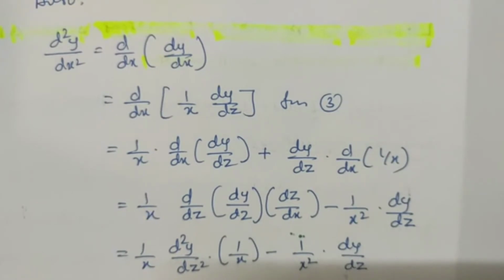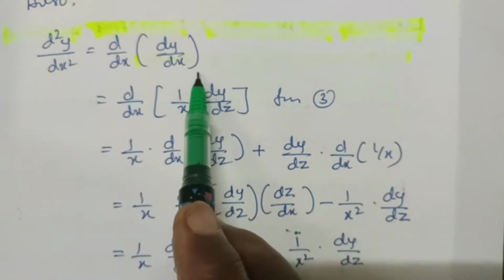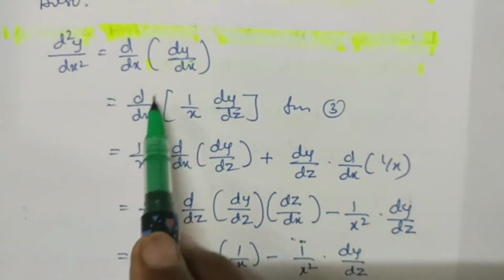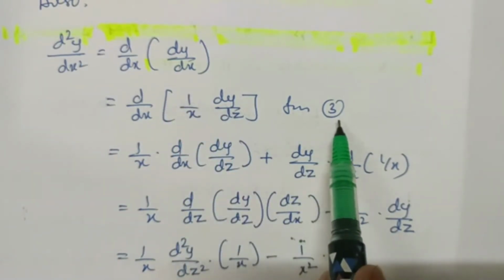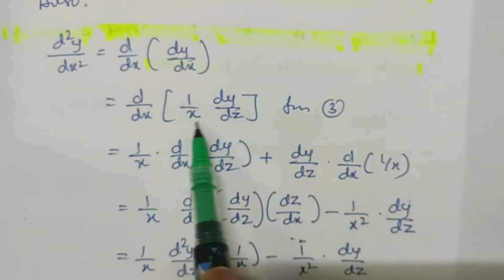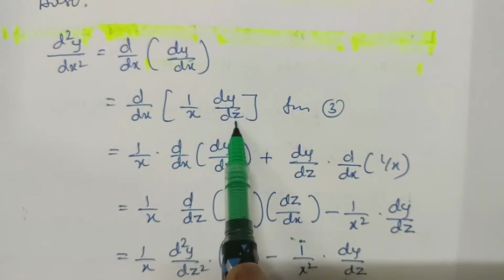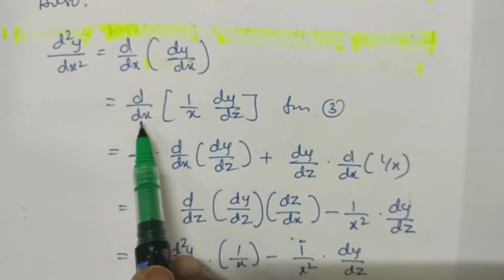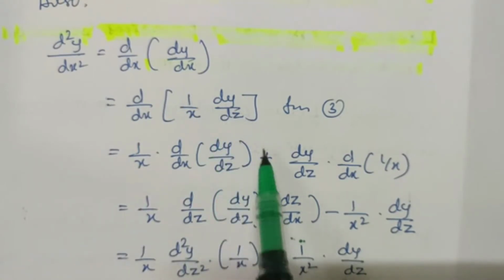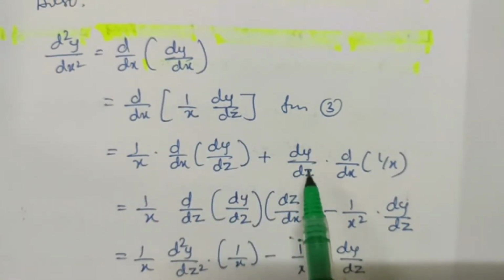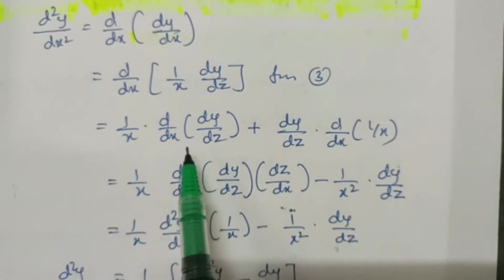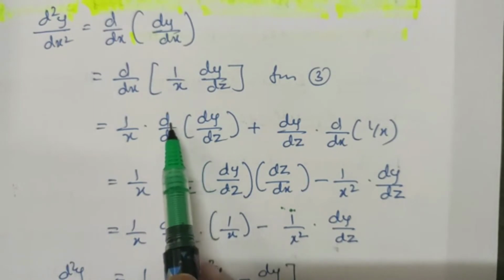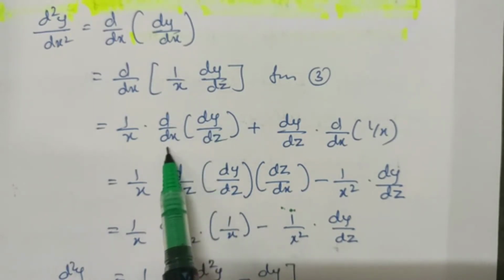Also its second derivative, d2y by dx square, is nothing but d by dx of dy by dx. Just now we found dy by dx is equal to 1 by x into dy by dz, from equation number 3. Differentiating, this is a product of two functions: first function 1 by x as it is, times d by dx of dy by dz, plus second function dy by dz as it is, times the derivative of 1 by x. This d by dx can be written as d by dz of dy by dx.